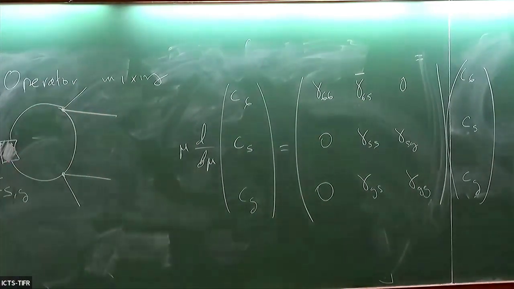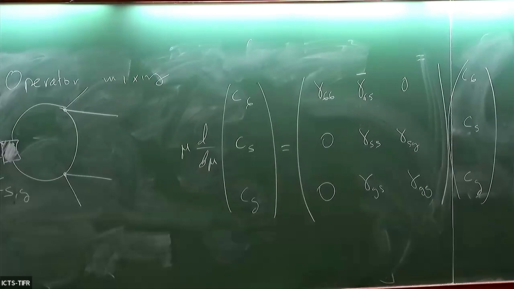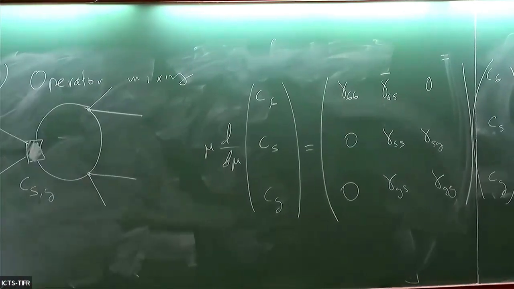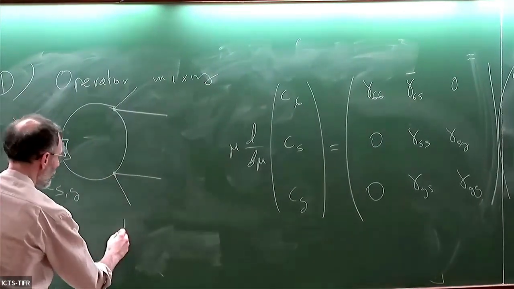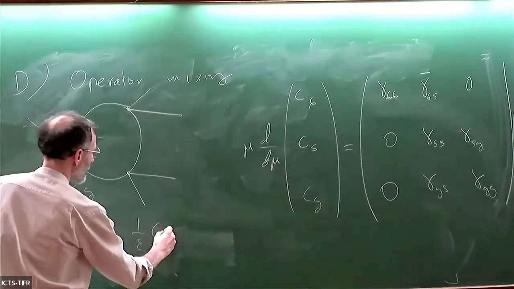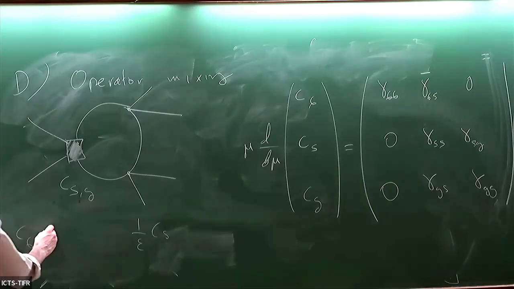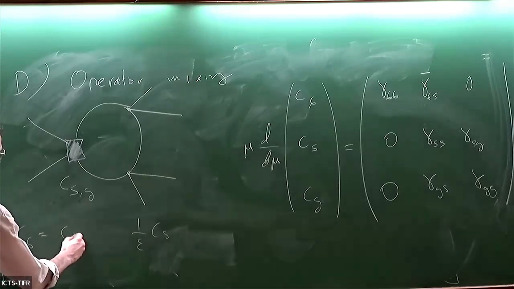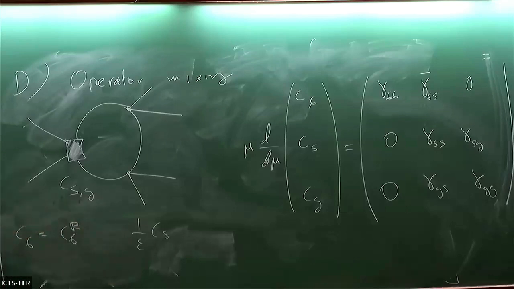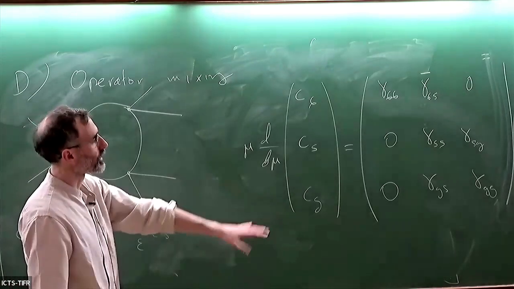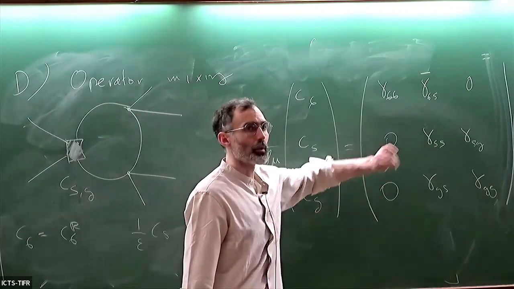But computing this, and it's actually, is it? Yeah, well, computing this will give us 1 over epsilon times CS. That will contribute to C6. That's what we said it comes in there. So we'll have to renormalize C6, or just add one over epsilon terms in C6 to cancel that divergence. Repeat procedure, find gamma, put it in there.